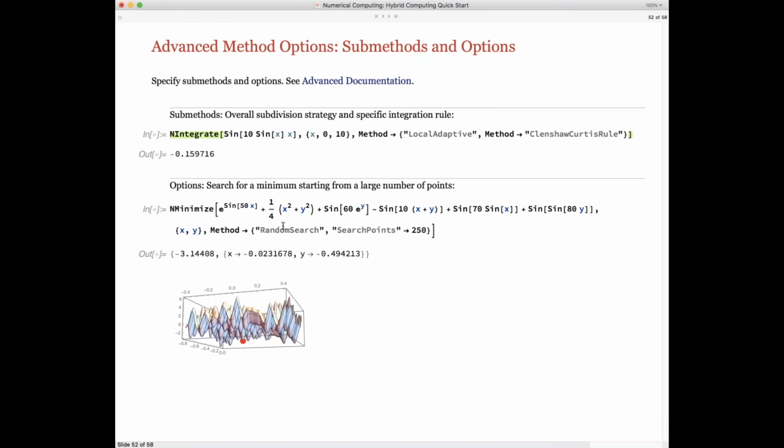Similarly, in the below NMinimize example, we used a method option to tell the NMinimize function to start with 250 points in a random search for a global minimum of this difficult function.